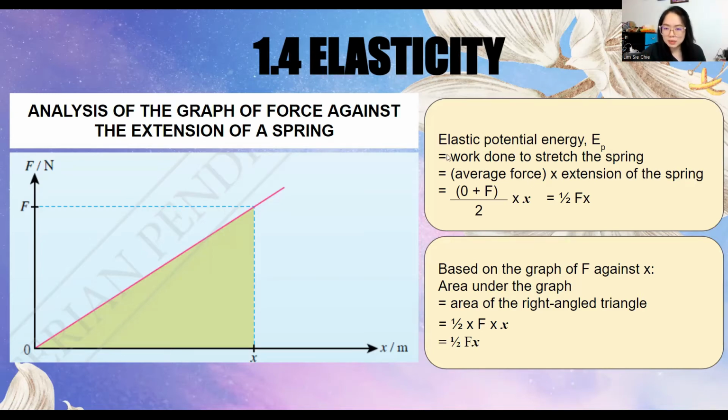So in this diagram, in these pictures here, you can see elastic potential energy is equal to the work done to stretch the spring. So the formula is equal to average force multiplied by extension of the spring.